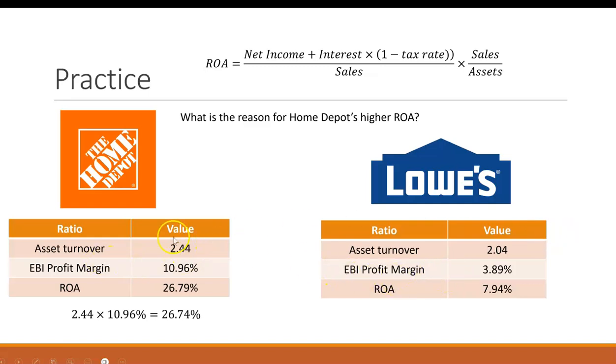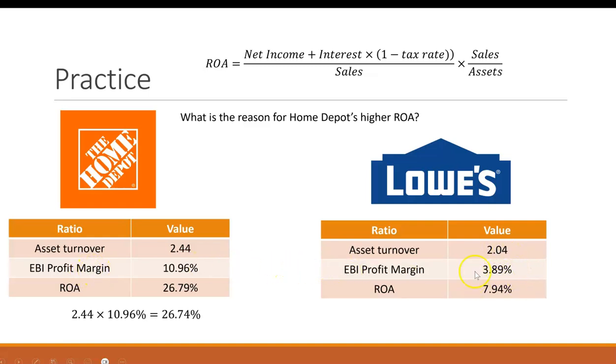And if we look at these items in Home Depot versus Lowe's, you can see that the asset turnover, while Home Depot's is better, is not enormously better than Lowe's. But look at the profit margin. Home Depot has more than double the profit margin of Lowe's. So if you were an investor or a manager at Lowe's, and you're saying, why are we getting beaten by Home Depot here? Well, for 2018 at least, they did a much better job of controlling their expenses.